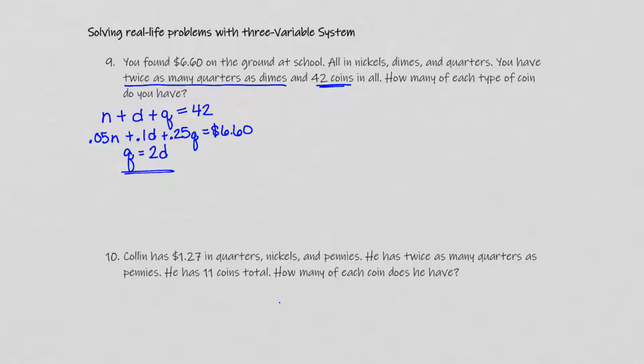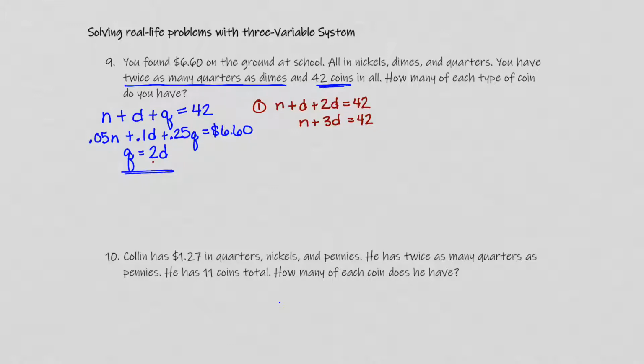So I'm going to take my top equation, equation 1, and I'm going to substitute 2d in where I have q, because I said q equals 2d. All right, so I have n plus d plus 2d, it's going to equal 42. Let's simplify it a little bit: n plus 3d equals 42.